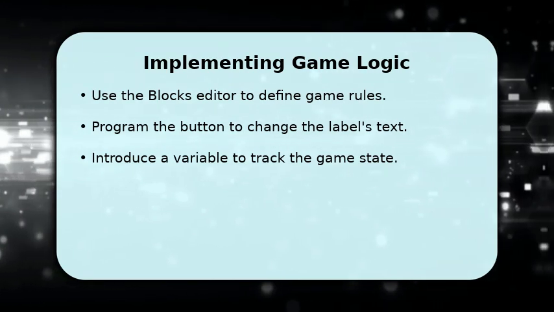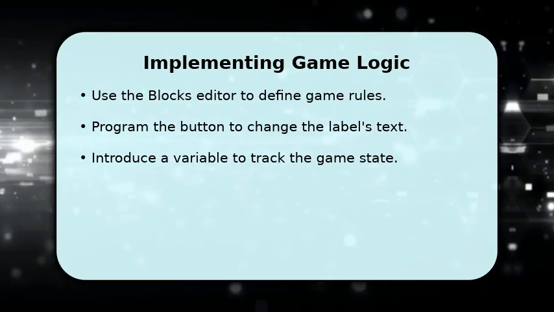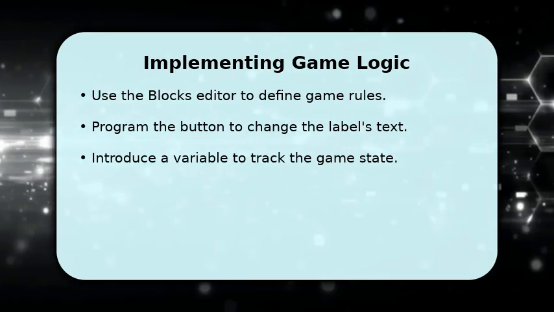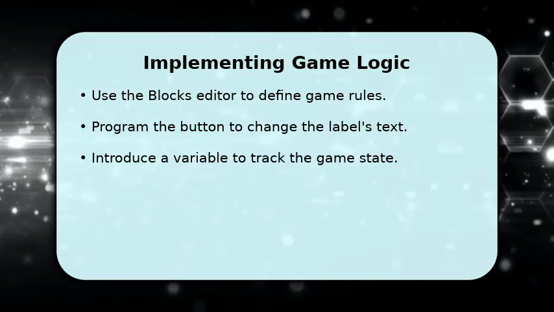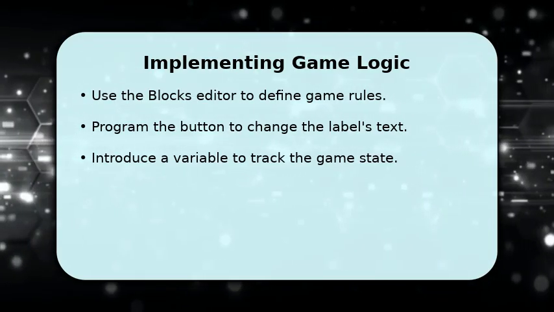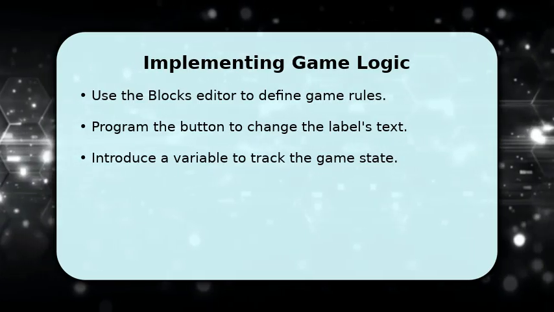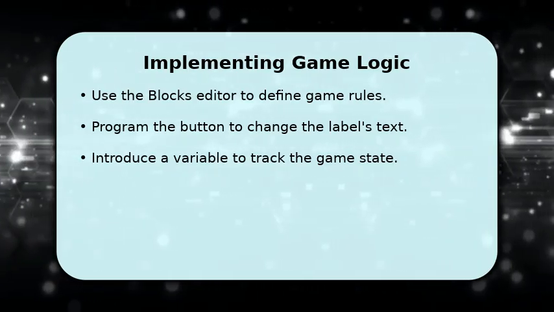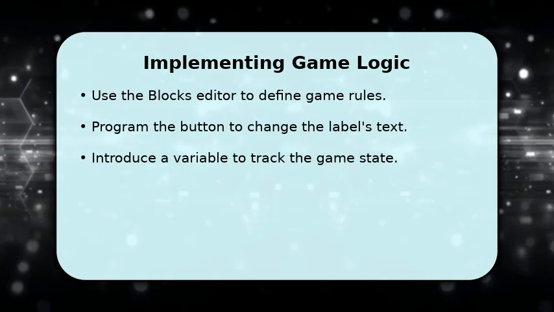Here, you will define the rules of your game. For instance, program your button so that when it is clicked, the label's text changes. You can also introduce a variable to keep track of the game's current state, perhaps counting clicks or turns. This is where your game truly comes to life with interactive responses.